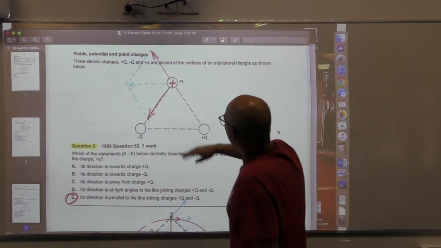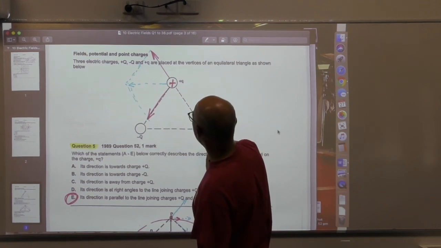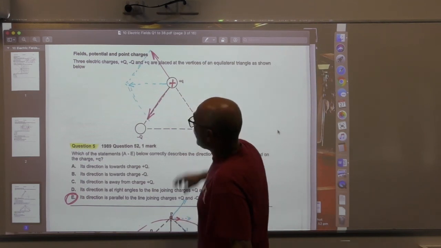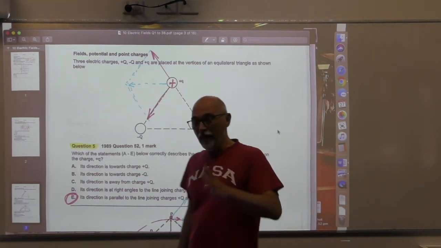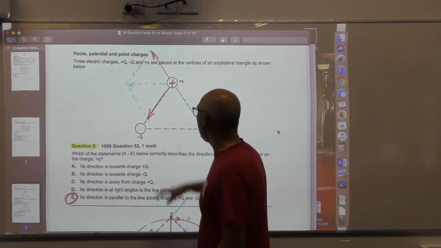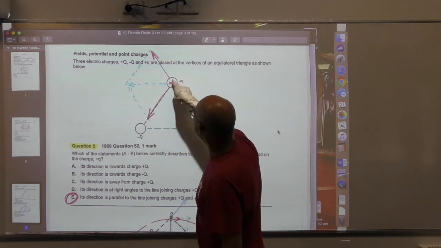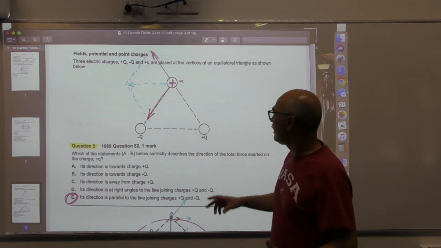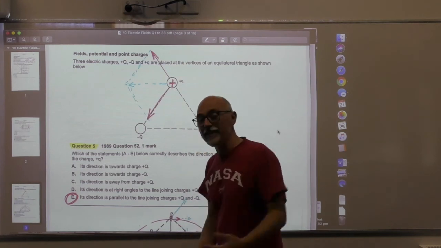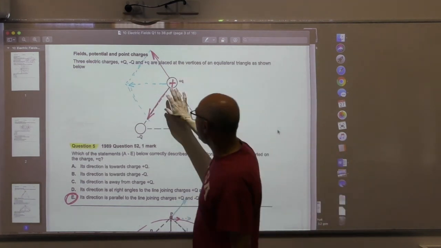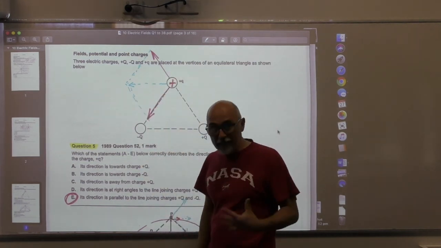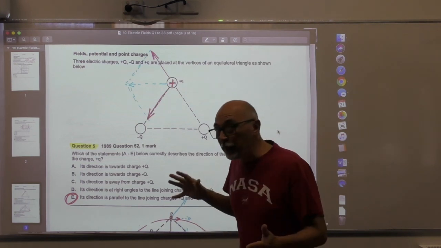3 electric charges. Now, notice Q minus, Q plus, and little q plus, all right? They're placed at the vertices of an equilateral triangle. Every little bit of information they give you can be useful, okay? Equilateral means, if you don't know, that these two lengths are the same, all right? They're all the same distance apart, okay? So that also means that they're at 60 degrees to each other, because 3 sixes are 18, 180 degrees, okay? When they say equilateral, it's important, because it means the distribution of forces will be very predictable, okay?